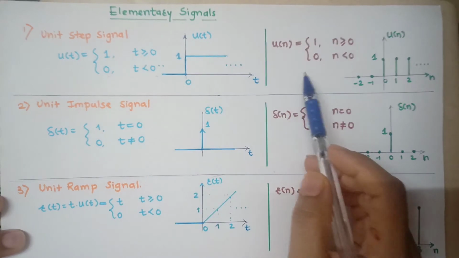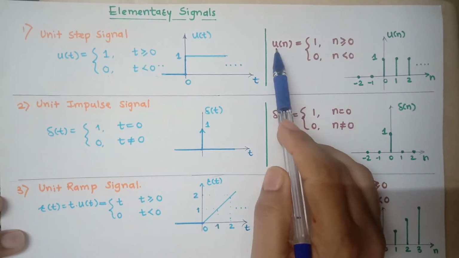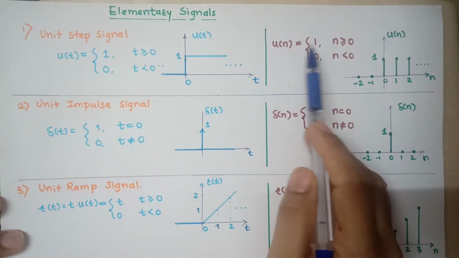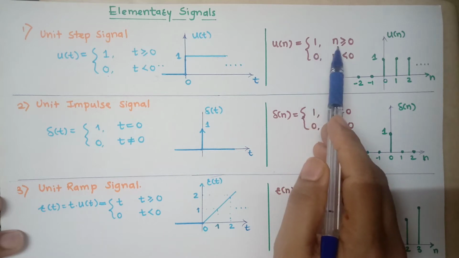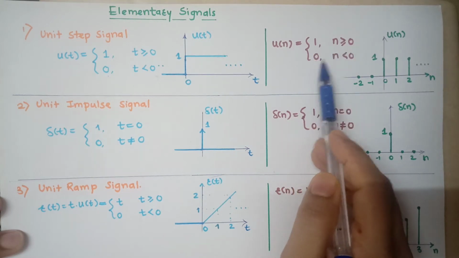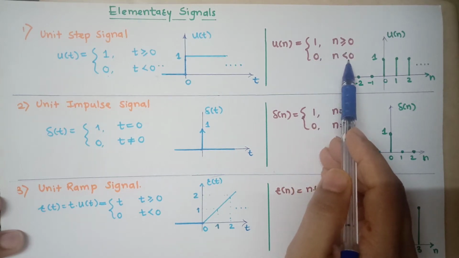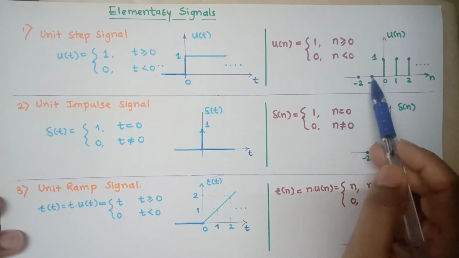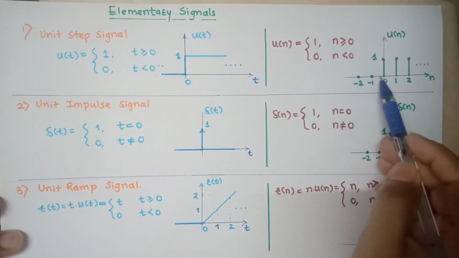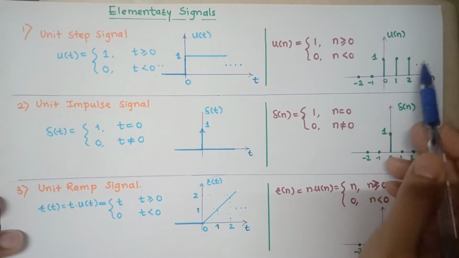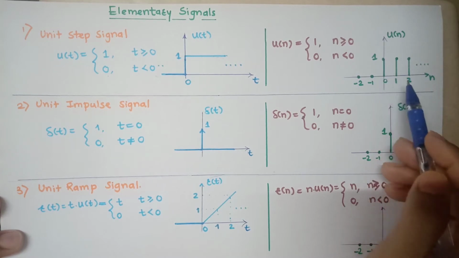And in discrete time, we call it u of n. u of n is equal to 1 for n greater than or equal to 0 and 0 for n less than 0. You can see here it's also looking like a step. So it's called a step signal.